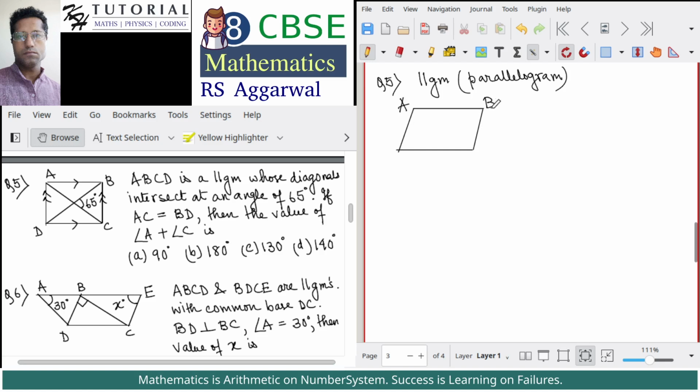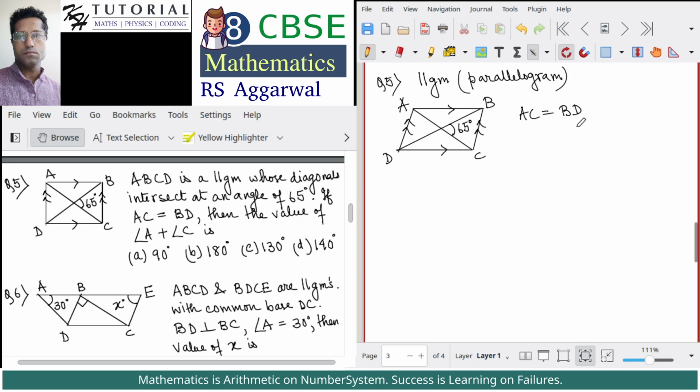ABCD is a parallelogram, so definitely we know the opposite sides will be parallel. The diagonals AC and BD are given to intersect at 65 degrees. If AC is equal to BD, that is, the diagonals are equal, then what is the value of angle A plus C? A and C are opposite angles in the parallelogram.